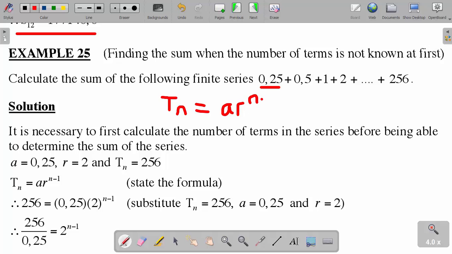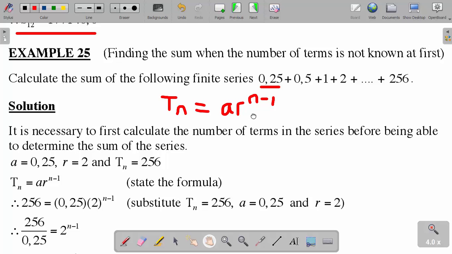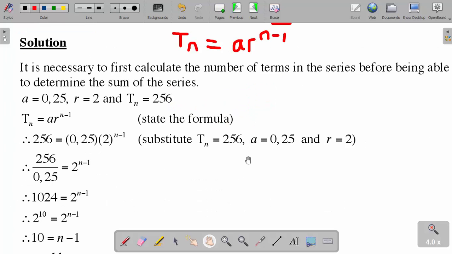So in this case, I want to get my number of terms. I know the last term, which is 256, so I substitute. Using this formula, it's going to be 256 equals a, which is 0,25, my common ratio is 2, then power n minus 1. Okay, so if I divide by 0,25 both sides and simplify this, I get 1024.